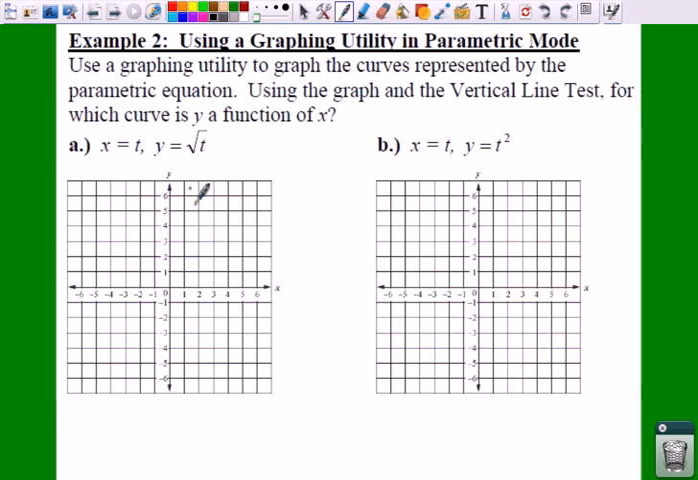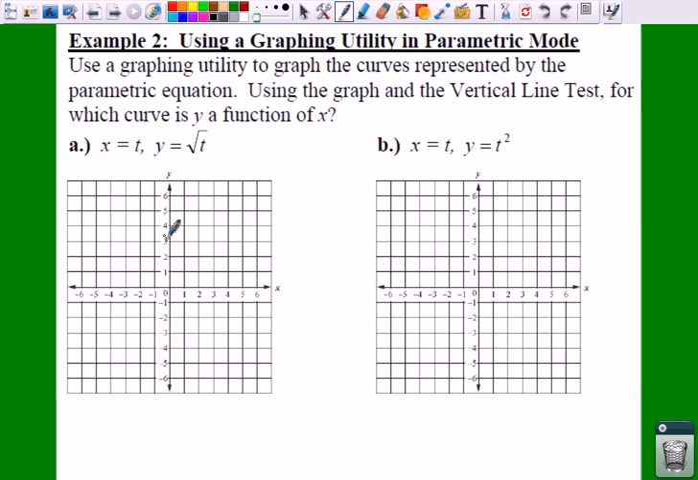Back to the example, we're going to use a graphing utility to graph the curves represented by the parametric equation, and using the graph and the vertical line test, decide for which curve y is a function of x. That means if your curve passes your vertical line test, then it is, yes, a function.